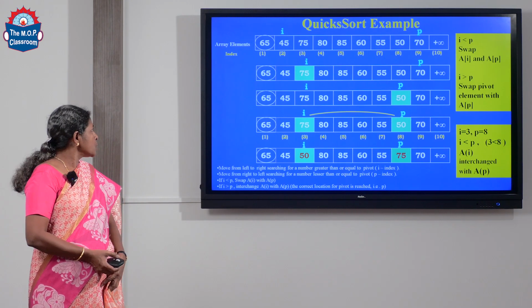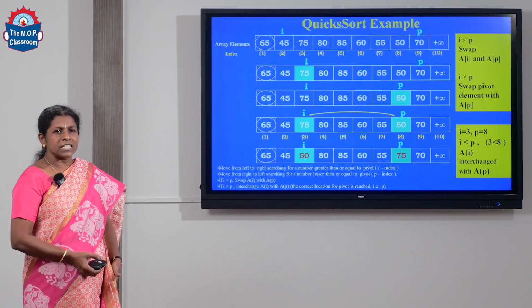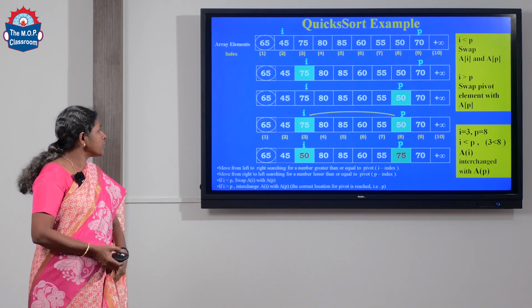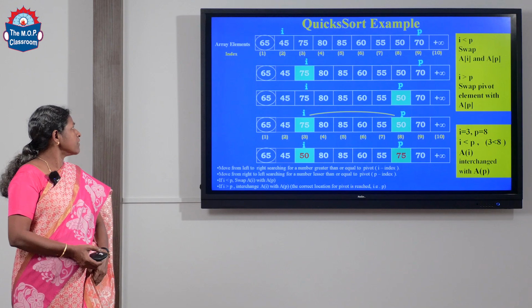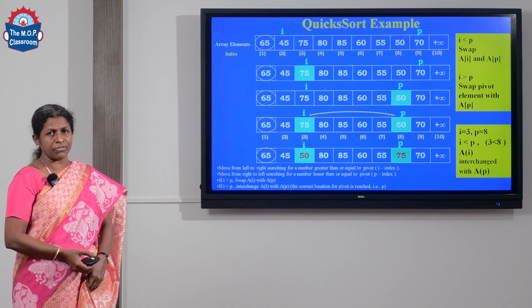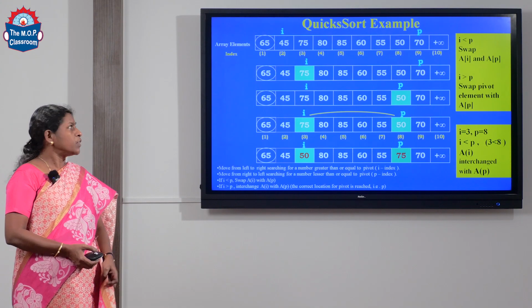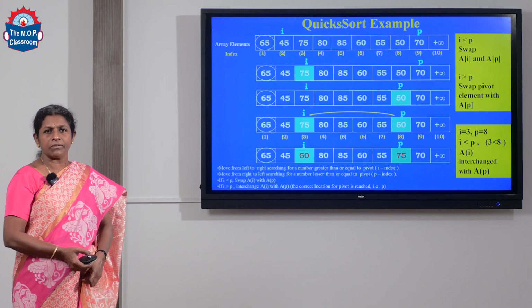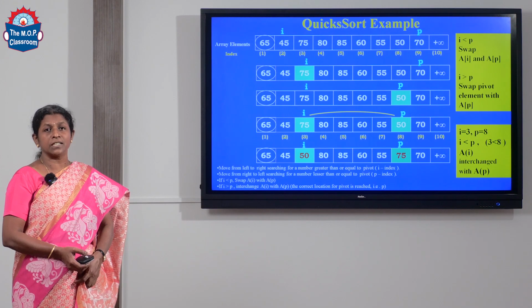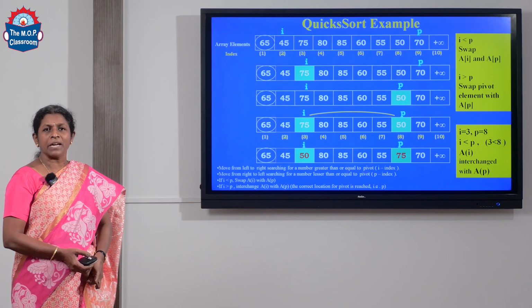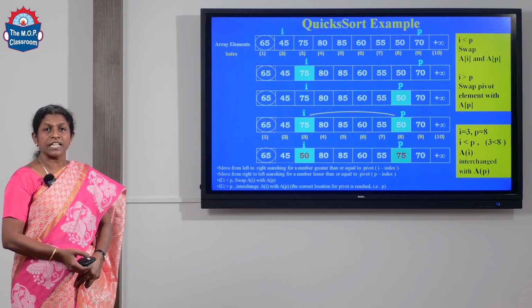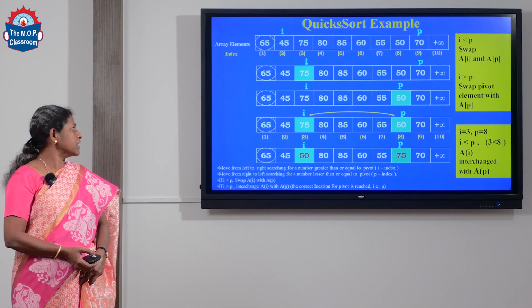Now, if you see, I have shown in step: 45 is not greater than 65, whereas 75 is greater than 65. So, 75 is a number which is greater than 65. So, I am going to stop my process there. Note down that 75 is placed in the third position. So, that is going to be assigned to I. So, I represents the index of the position of 75.